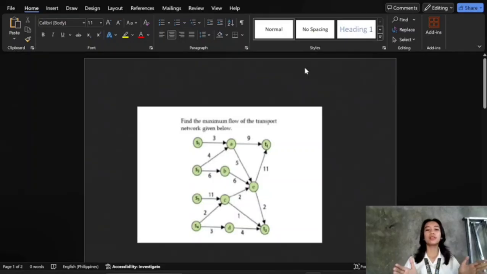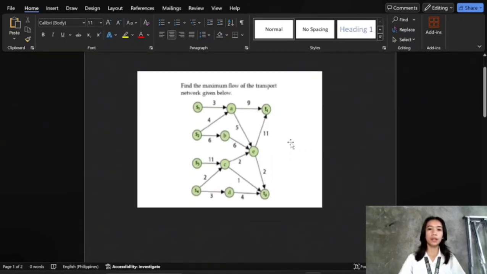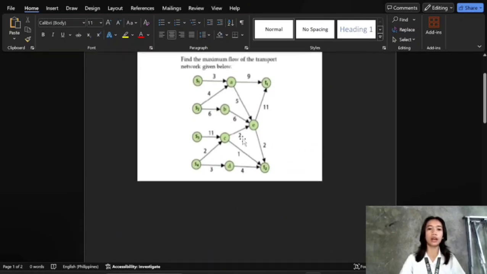So, good morning, guys. The lesson we're going to talk about is how to find the maximum flow and how to find the shortest path. First, we need to find the maximum flow on the transport network given below, or what we call a graph. We will use the Ford-Fulkerson algorithm or its variation, and also the Edmonds-Karp algorithm.